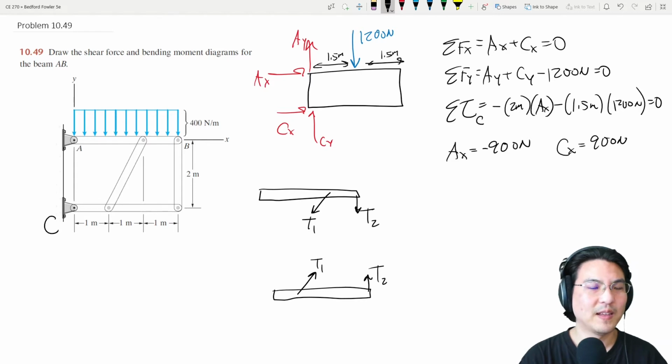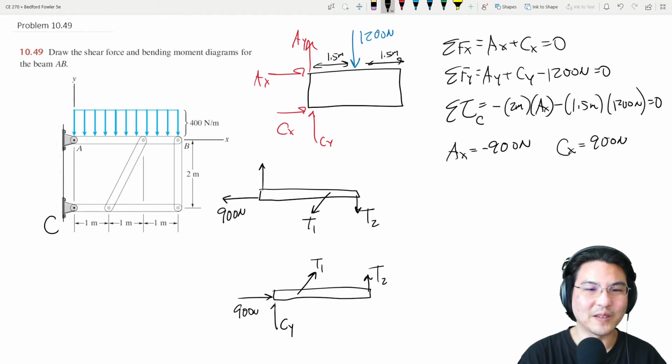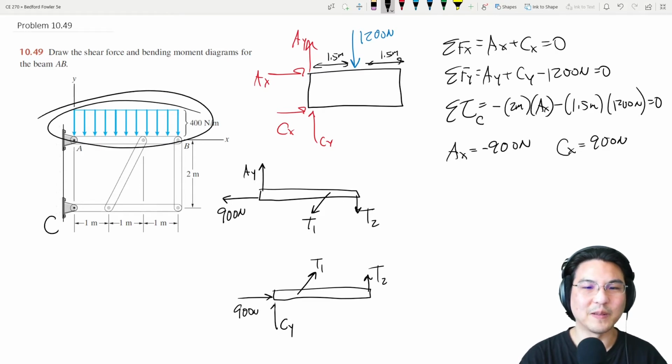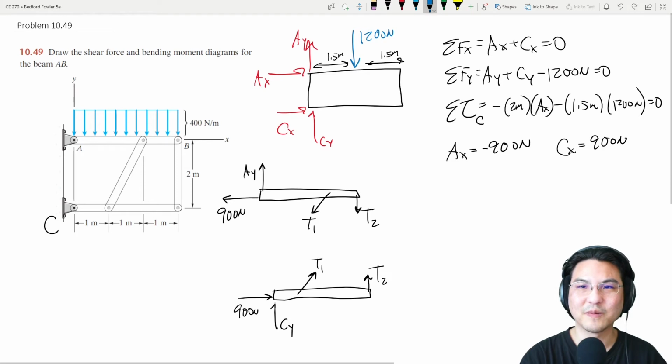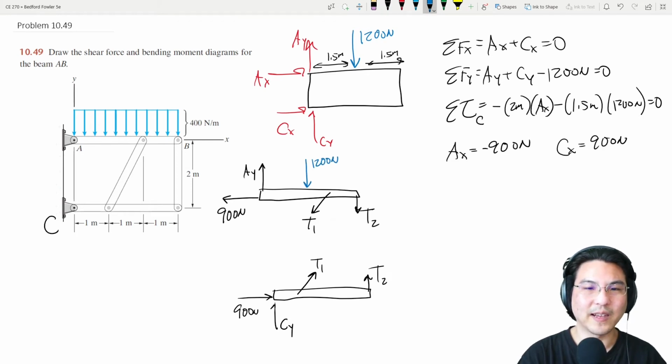Okay. And what else do we have going on? There's the reaction at C. Okay, so we already got that. That's 900, so that helps a little bit. CY is still unknown. AX is minus 900, so this way. That helps a little bit. AY is still unknown. Okay, and then we have the distributed load acting over here, which I'll just, again, draw as a discrete force acting at the centroid of the shape.